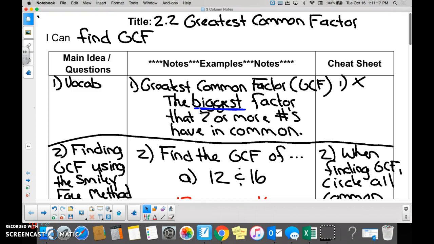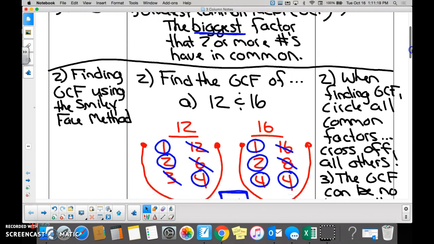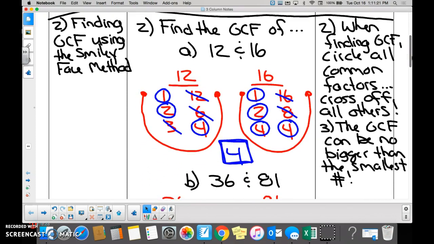So really, there's no cheat sheet for that one. But down here, number 2, we practice finding greatest common factor. What tool do we use to find greatest common factor? Or what method do we use, Vinay, to find greatest common factor? We use the smiley face method.